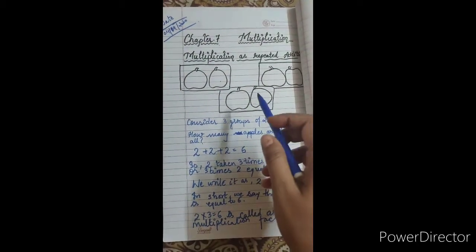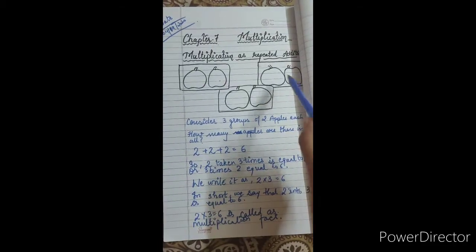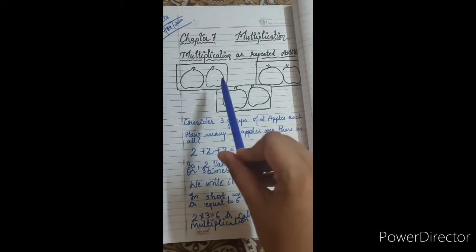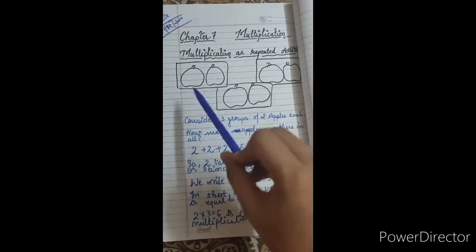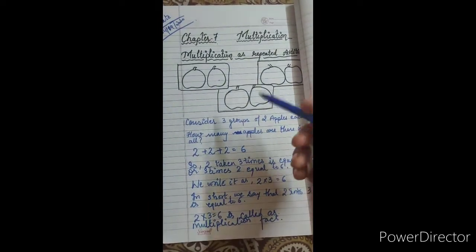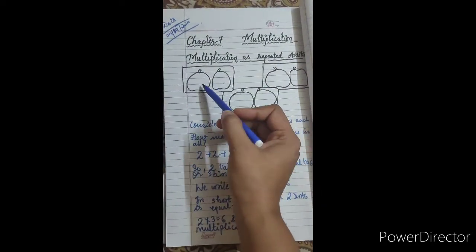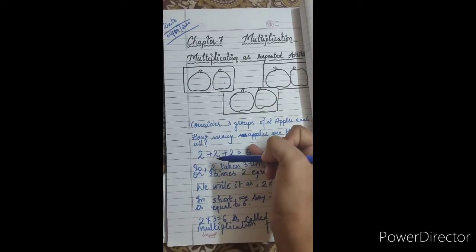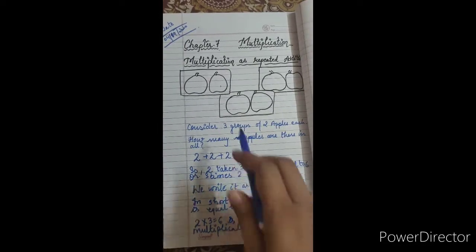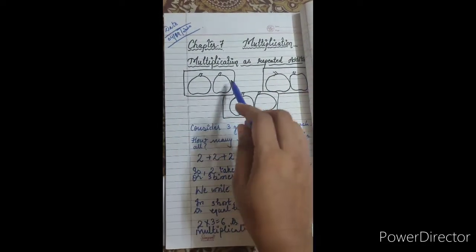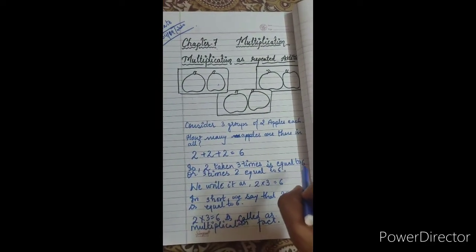Now I will again explain. 2, 3, 4, 5, 6. There are 6 apples and there are 3 groups. So 3 groups of 2 apples each, right? Now how many apples are there in all? So 2 apples in each group. So 2 plus 2 plus 2 equals to 6. So 2 taken 3 times, 1, 2, 3. 2 taken 3 times is equals to 6.